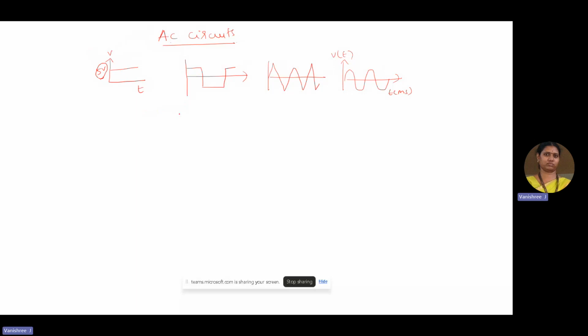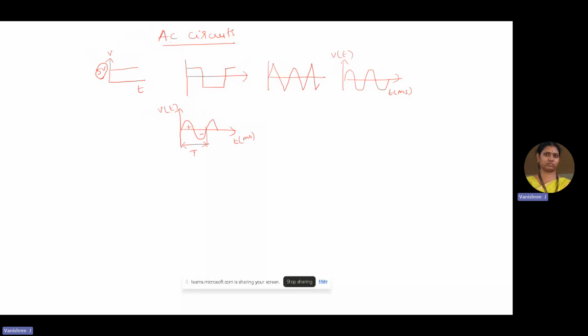So if you take a sinusoidal input, we can just take the magnitude V of t along the y-axis and the time period in millisecond along the x-axis. The time that is taken for one complete cycle, that is comprising of a positive and a negative cycle, is said to be one complete cycle. So this is the time taken for one complete cycle.